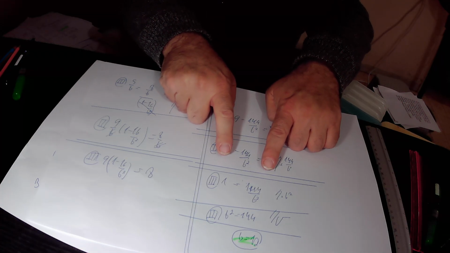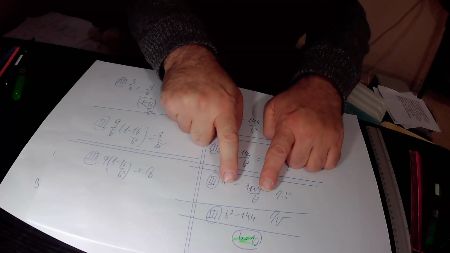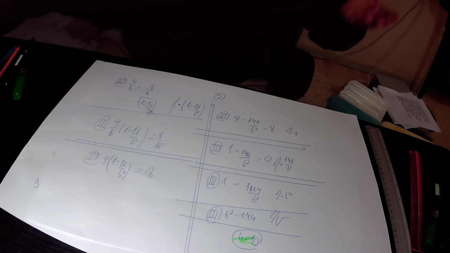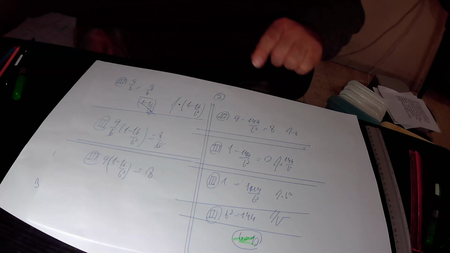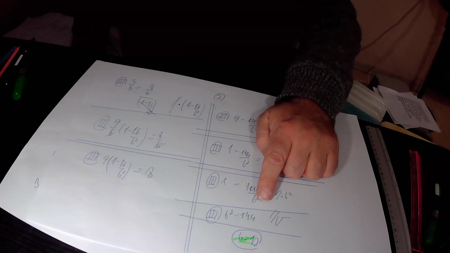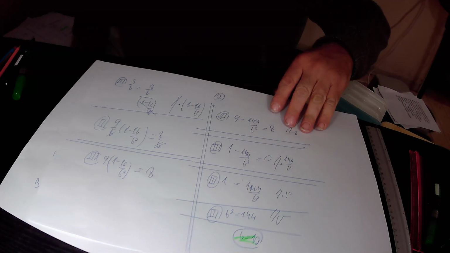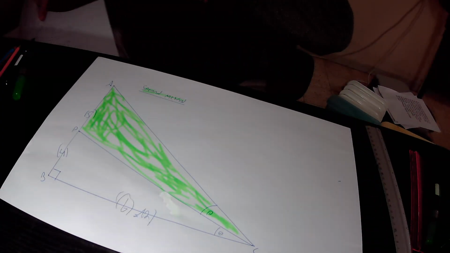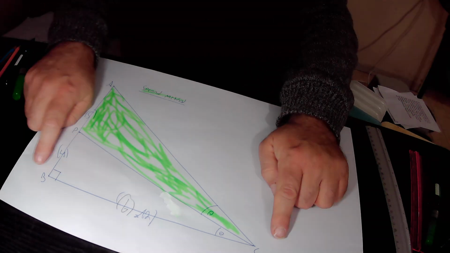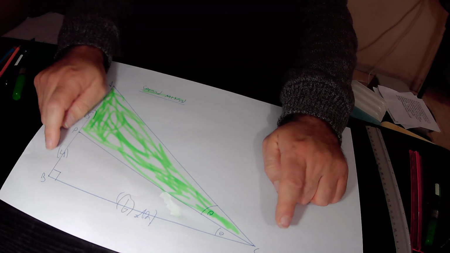Here we multiply this equation by B squared, and we found out that 1 times B squared is B squared, which equals 144. So according to equation 3, B squared equals 144. Here, to solve the equation, B equals the square root of 144, which is 12. So B equals 12, and since BC equals B, BC equals 12.